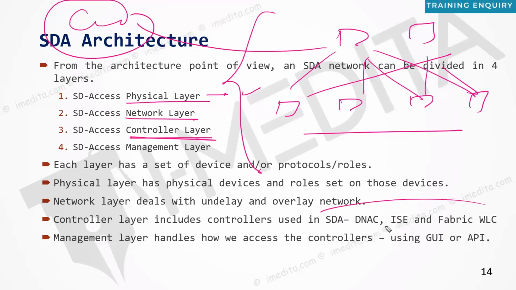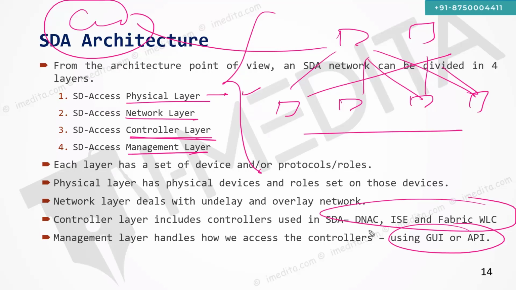Controller layer includes the controllers that we will use in our SDA fabric, such as DNA Center, WLC, ISE, and the management layer basically deals with how we interact with those particular controllers. So we have 4 layers: devices, roles, protocols, all those things we have in this 4-layered architecture of the Cisco Software-Defined Access. So Cisco SDA, Cisco Software-Defined Access, has these 4 layers from the architecture point of view.